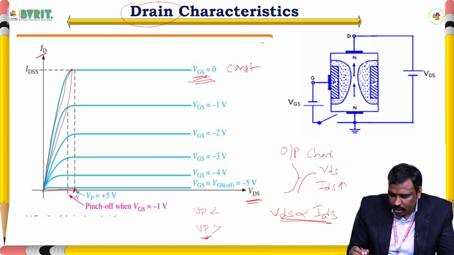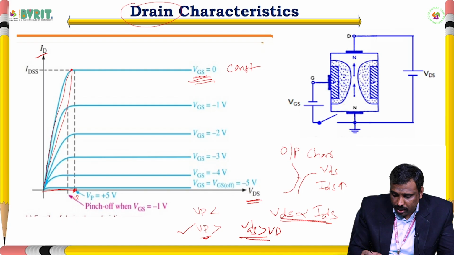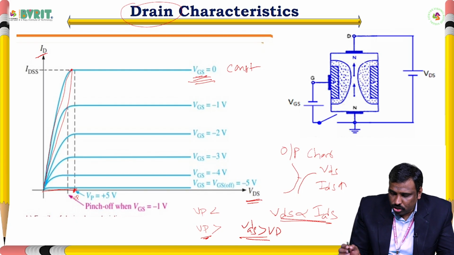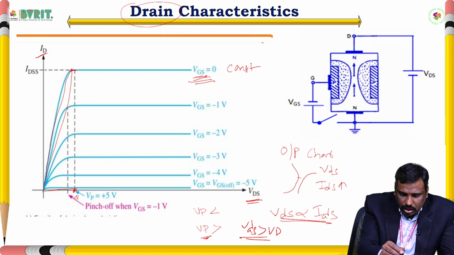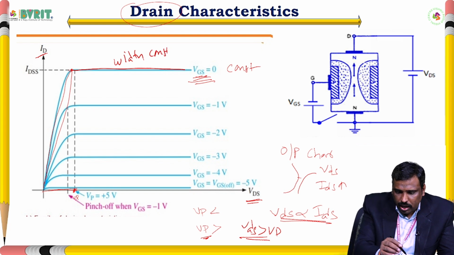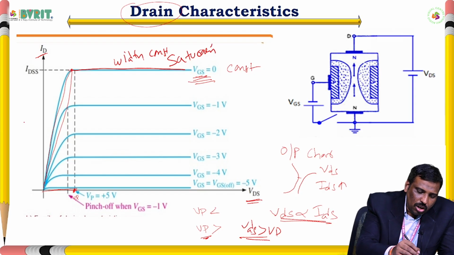After this, in the second case, VDS is greater than VP, the drain to source voltage is greater than VP. Then what happens? The channel width is constant. When the channel width is constant, the current is also constant, as the width is not further increasing. So the current is independent of VDS. Where the current is constant, this region is called the saturation region, and the other region is called the ohmic region.